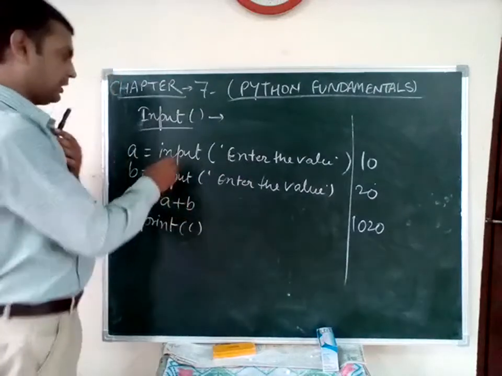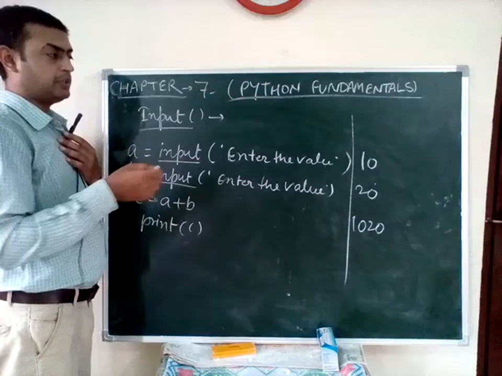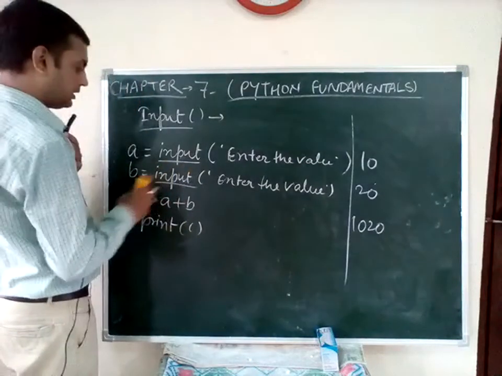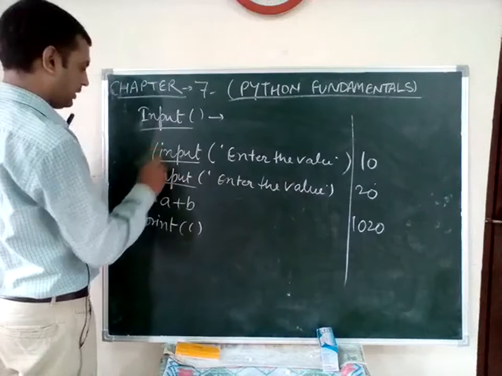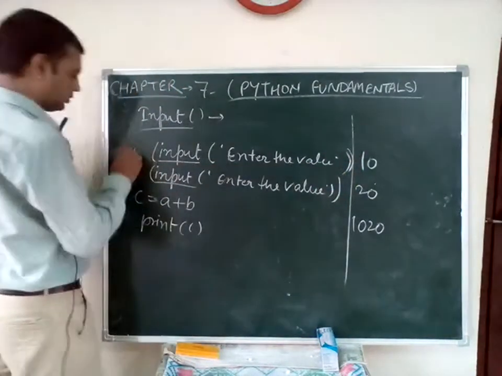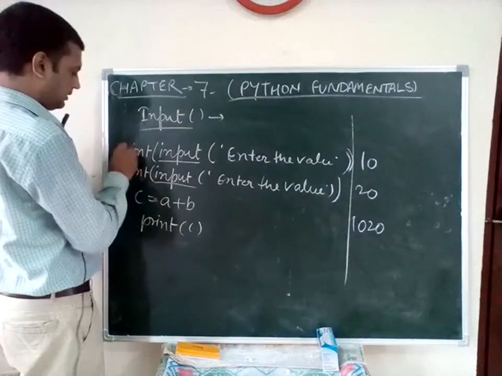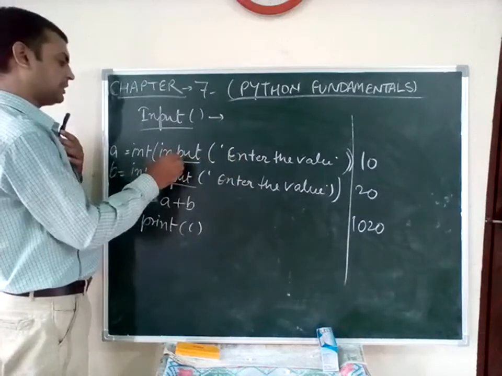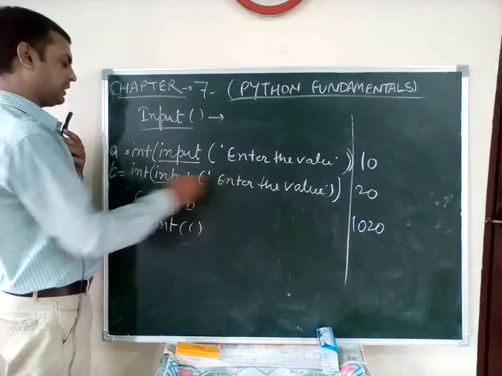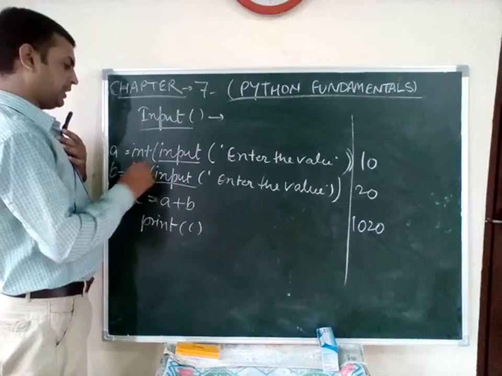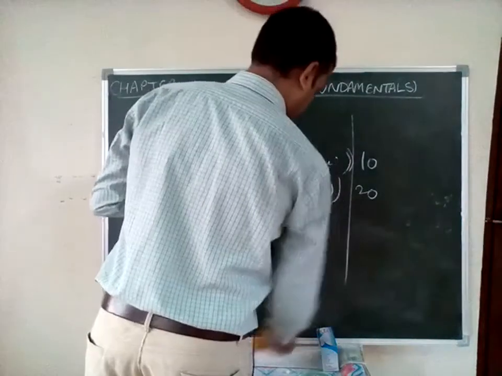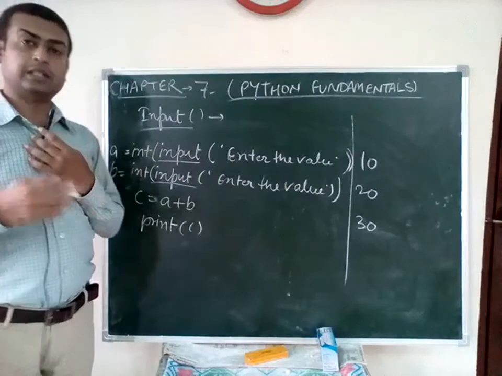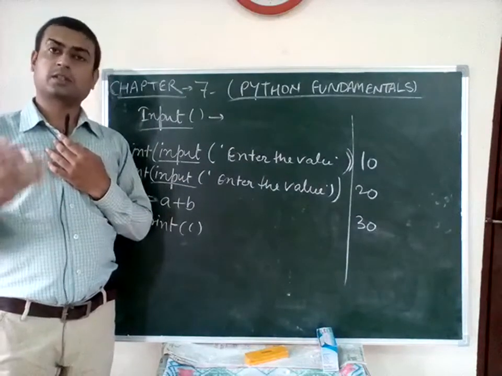Why is this so? Because the input function will always consider the values in string format, and strings can't be added together numerically. So if you have to add these two numbers in numerical form, you have to enclose this in brackets and write the data type int. This is a, this is b. Now it will take the value, and this string will be converted to an integer. Now when you add the numbers, it will give you the answer 30. So this is the main reason why we are not using input alone, because it will consider a string only.